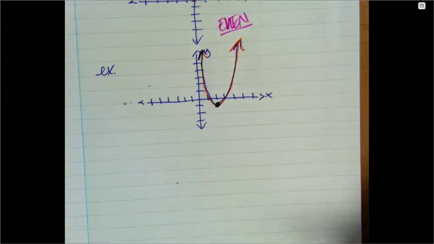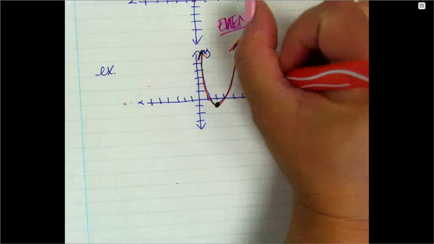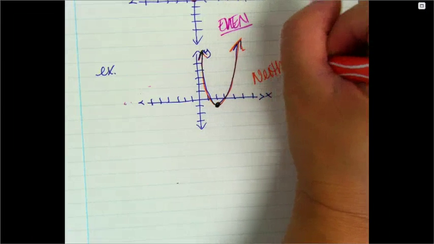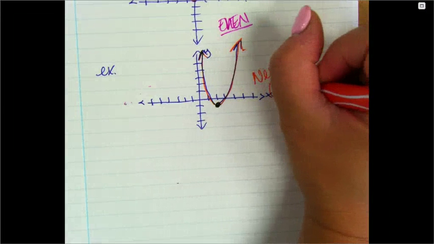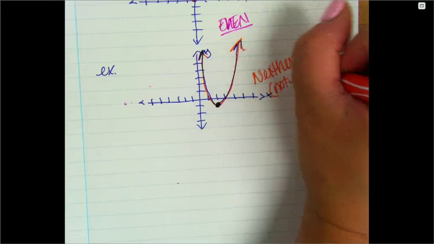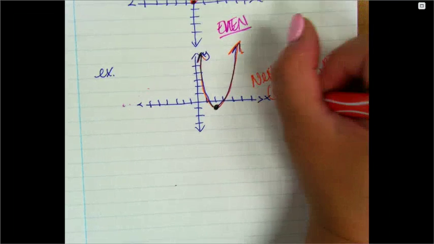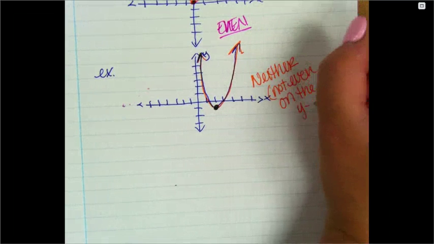Okay, if I graph this, is this even? No, why? It's not on the y-axis. We're going to call it neither, because you know it's not going to be odd, because it's not even. Not on the y-axis.